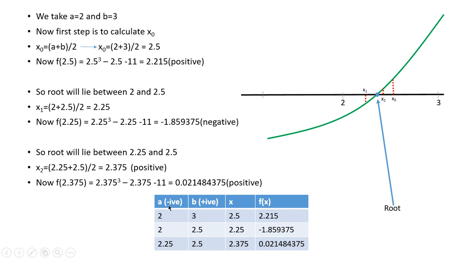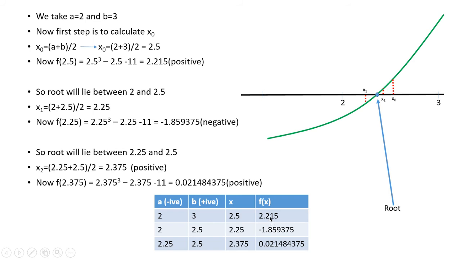I have written this negative because A was the point at which the function was giving a negative value, and B was the point where the function was giving a positive value. So I have just written the interval here. At 2 the value was negative, and at 3 the value was positive. So when you calculate the midpoint, it comes to be 2.5, and f of x comes to be this.